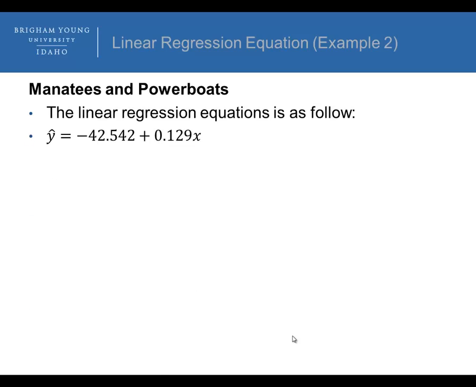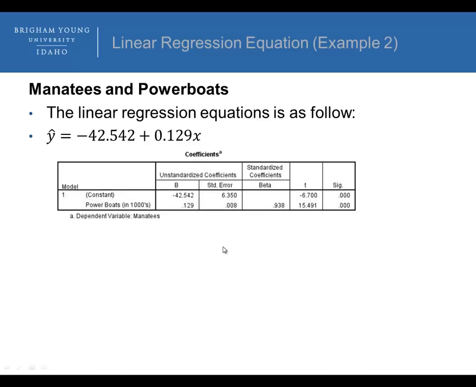This is the linear regression equation, where y hat is equal to negative 42.542 plus 0.129 times x. Now how I got those numbers is that I got it from this table right here. Okay, so negative 42.542 is my y-intercept and 0.129 is my slope. So how do we interpret that?